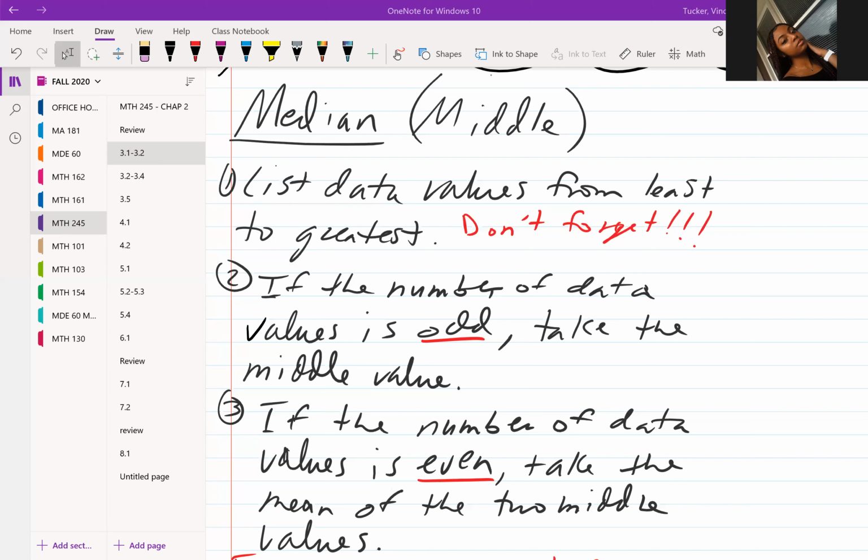Can you explain what you mean by take the mean of the two middle values? Yeah, we're going to do an example. And it'll probably look better once I put numbers on it. But it's basically taking the average of the two middle values. All right.